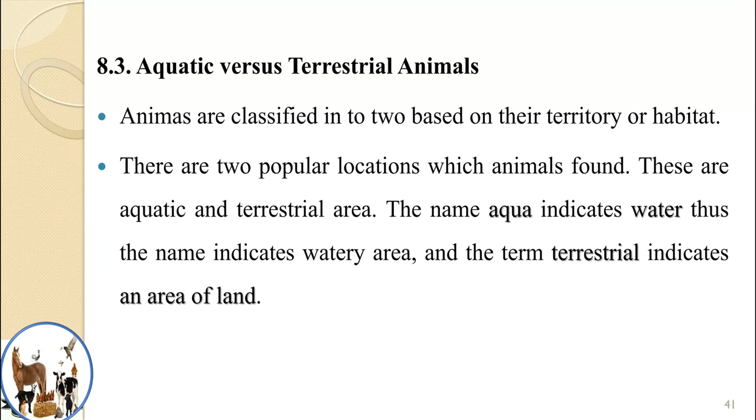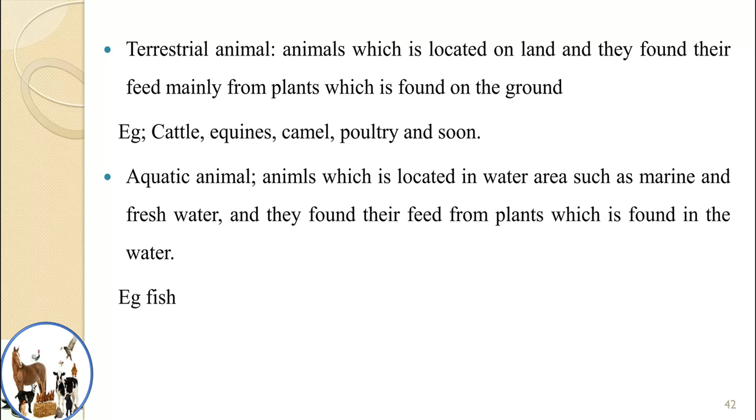Apart from this, we have also got aquatic and terrestrial animals. Of course, we are not dealing with these creatures, but they also serve as food for human beings. So they can be divided by territory or habitat. These are the two popular locations where animals are found: aquatic and terrestrial. Aqua always means water, so the name indicates a watery area, and the term terrestrial indicates an area of the land.